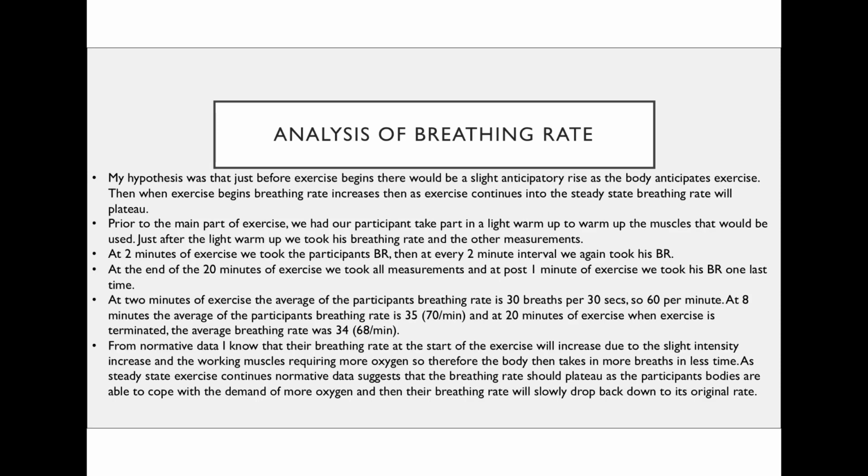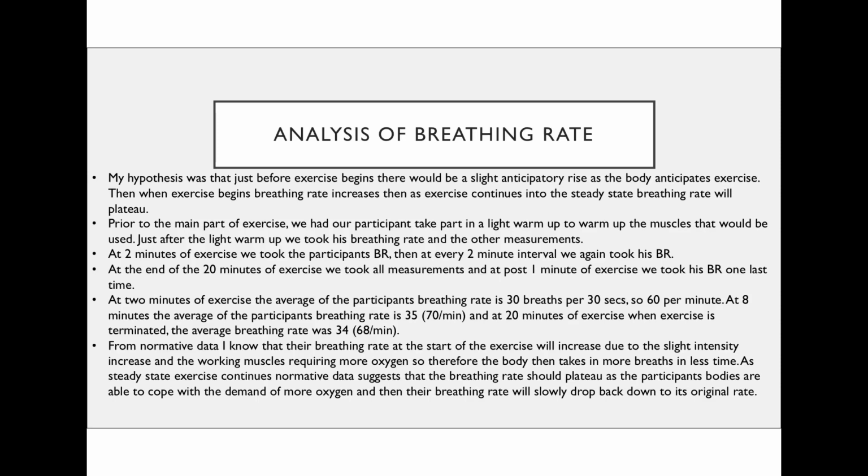At 2 minutes of exercise, we took the participant's breathing rate. Then at every 2-minute interval, we took his breathing rate again. At the end of the 20 minutes of exercise, we took all measurements, and at post 1 minute of exercise, we took his breathing rate one last time. At 2 minutes of exercise, the average of the participant's breathing rate was 30 breaths per 30 seconds, so 60 per minute. At 8 minutes, the average was 35, and at 20 minutes, when exercise was terminated, the average breathing rate was 34.